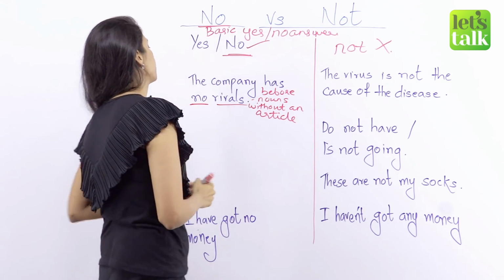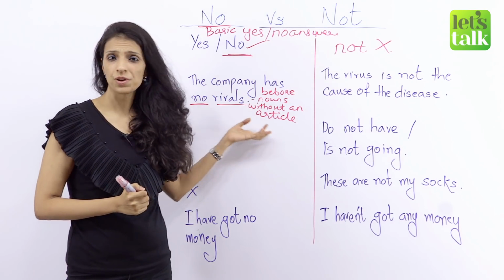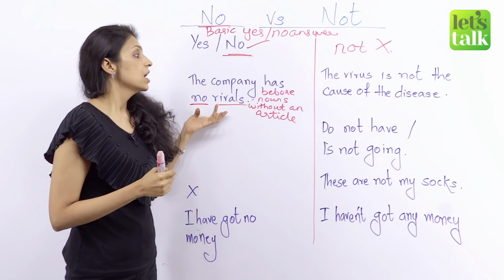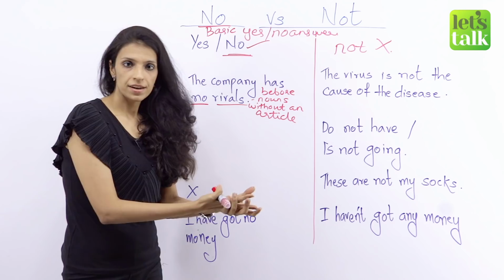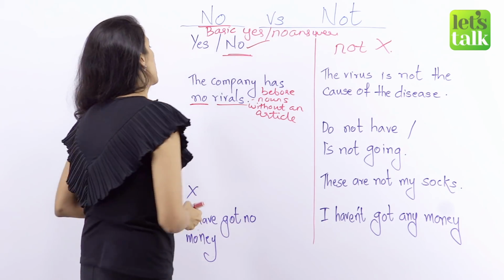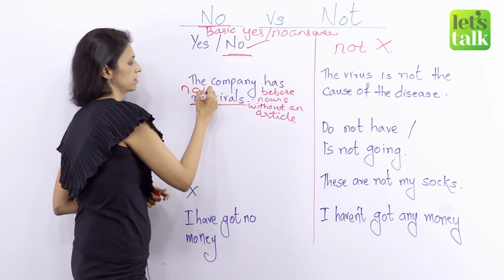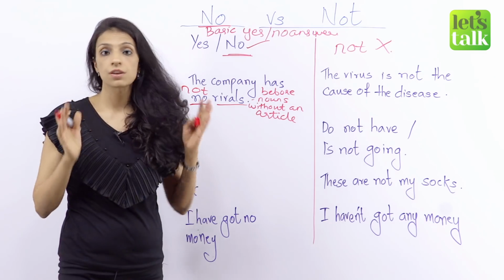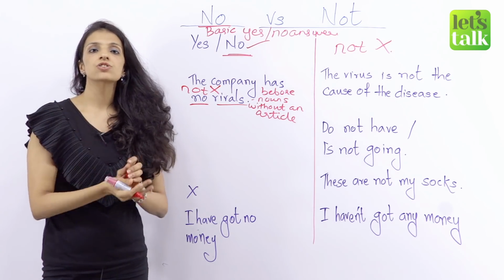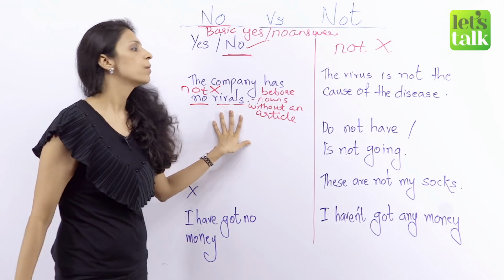Okay, so can I say my friend has no brains? Okay, so again I use no before a noun, brain, without an article. So my friend has no brains. Okay, now you cannot say the company has not rivals. Can you say that? No, because it doesn't make sense. So remember, in a sentence use no before a noun without any articles.